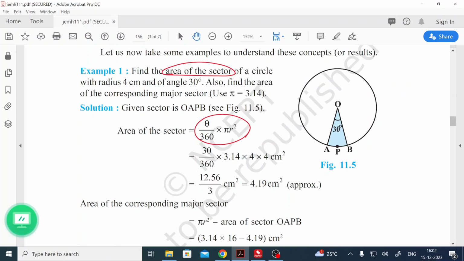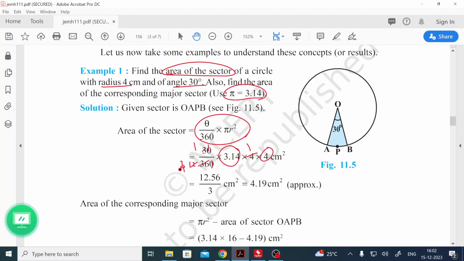That's it. See, radius 4, theta value 30 degree. That we have to apply here. See, theta 30 degree by 360. Pi value they asked to use 3.14, radius 4. Why are they writing 2 times? Because square is there. Then 0, 0 cancel, 1 time, 12 time, 1, 4, 3, 4. Okay, that's it. Then 3.14 into 4, 12.56.